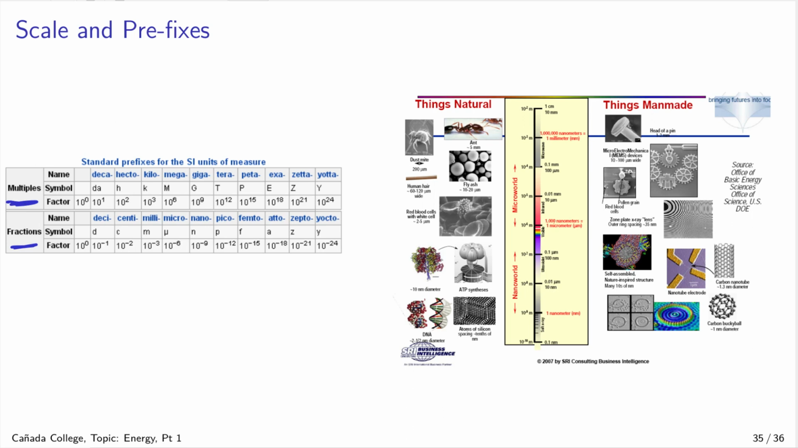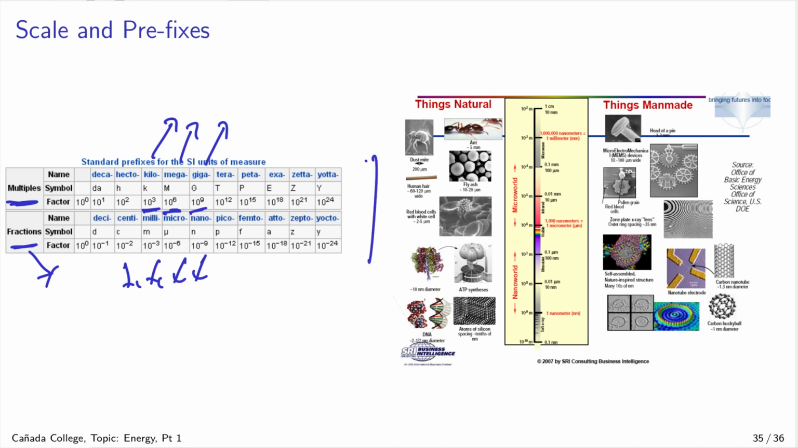So the important multiples here, for example, are kilo, mega, and giga. So kilo means it's multiplied by 10 to the power 3, mega means it's multiplied by 10 to the power 6, and giga is 10 to the power 9. Similarly, for fractions, what you should be used to are centi, milli, micro, and nano. So centi is 10 to the power minus 2, milli is 10 to the power minus 3, micro is 10 to the power minus 6, and nano is 10 to the power minus 9.